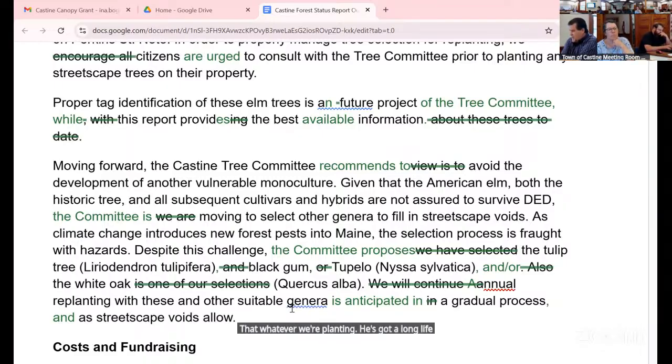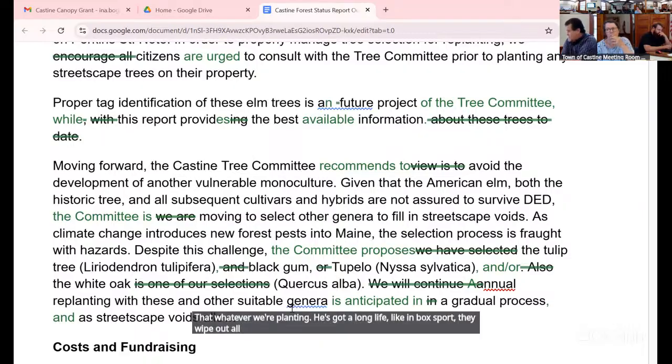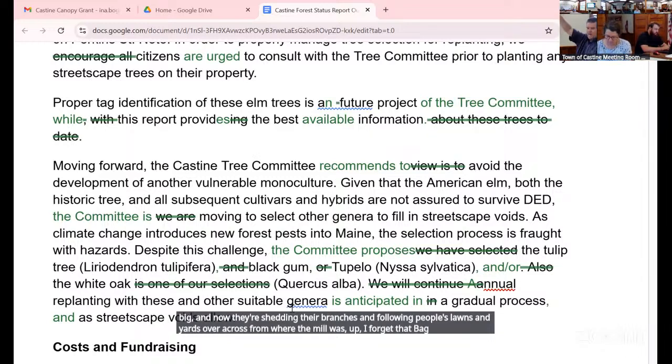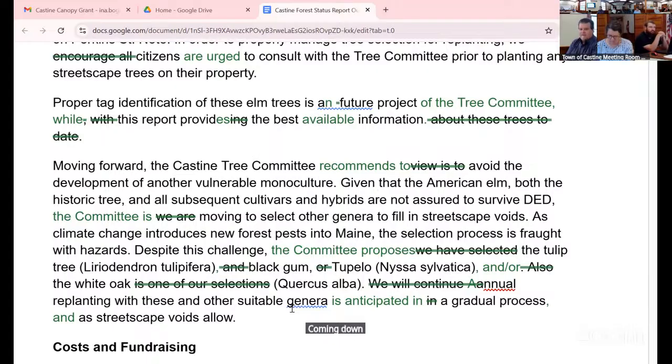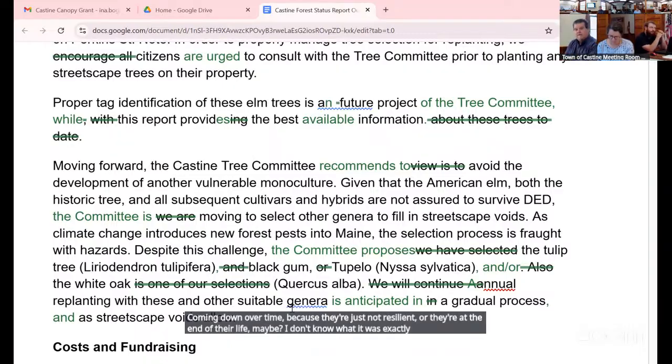Like in Bucksport, they wiped out all their elms and put in silver maples. They grew fast, they grew big, and now they're shedding their branches and falling on people's lawns and yards. Across from where the mill was, up Bagwell Avenue, that whole area has huge silver maples, and they're a nuisance for the town now because they're coming down over time. They're just not resilient, or they're at the end of their life, maybe. They're not long lived.